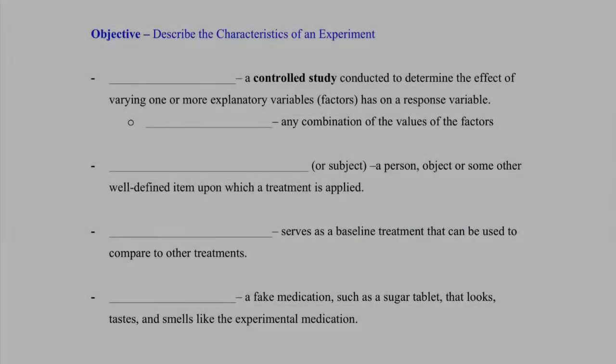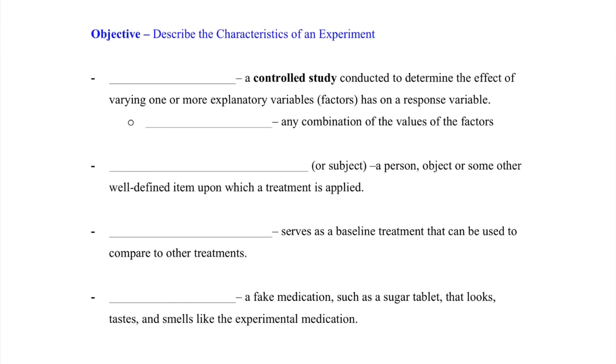Jumping into our objective, we're asked to describe the characteristics of an experiment, which means we've got some vocabulary to lay out. The first one is an experiment, which is a controlled study conducted to determine the effect of varying one or more explanatory variables has on a response variable. Now within that we have the idea of a treatment, which is any combination of the values of the factors.